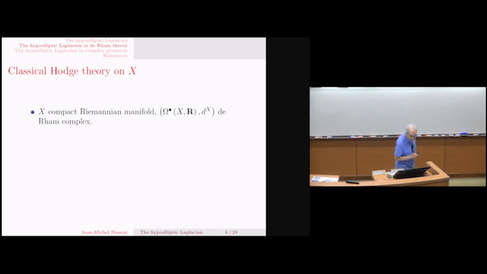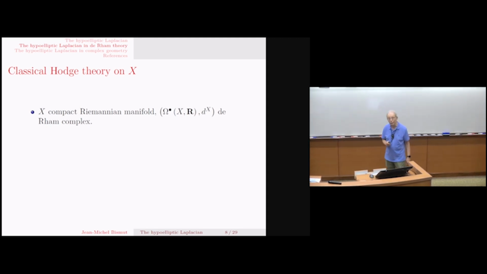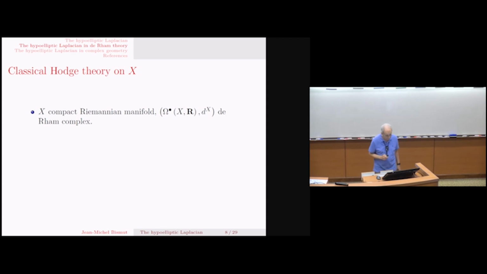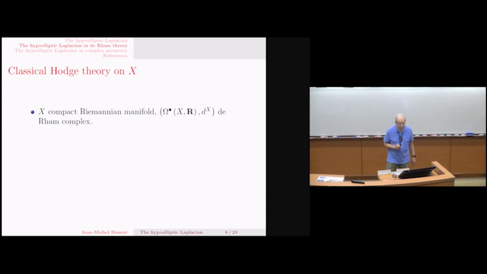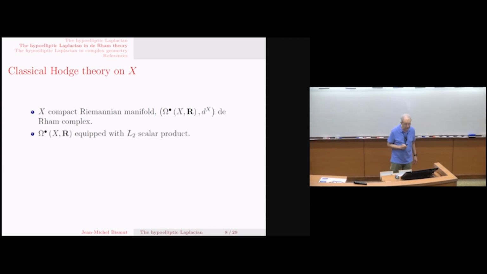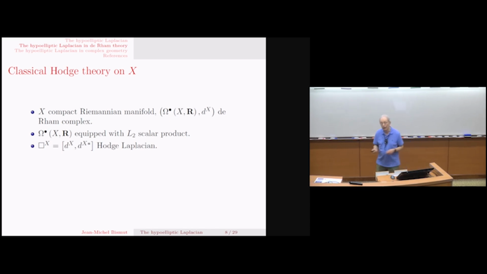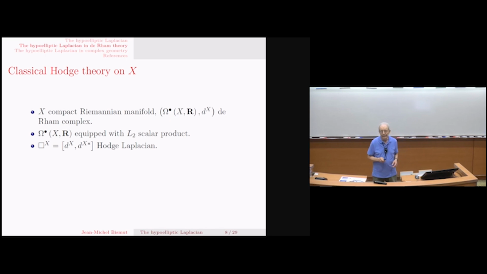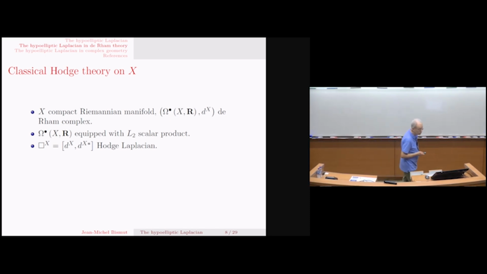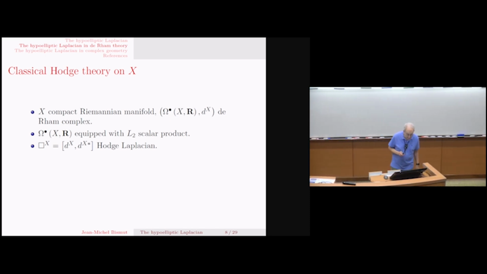So first of all, classical Hodge theory on the manifold X, on the original manifold. So you give yourself a Riemannian manifold, we consider the de Rham complex, and so this complex is equipped with the L2 scalar product. You construct the Laplacian as the anti-commutator of d^X and d^X star, being the L2 adjoint of d^X. So this is the Hodge Laplacian.